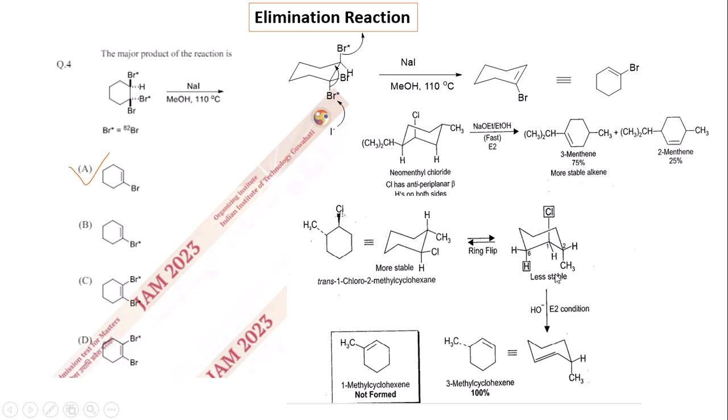Here, in the chloro and methyl derivative, the methyl group is present in the axial orientation when anti-periplanarity is maintained between the chlorine and the hydrogen. But this conformation is highly unstable, and hence the E2 elimination occurs with the other hydrogen, not the one anti to the chlorine. So the more substituted alkene is not formed. Rather, the less substituted alkene is formed.